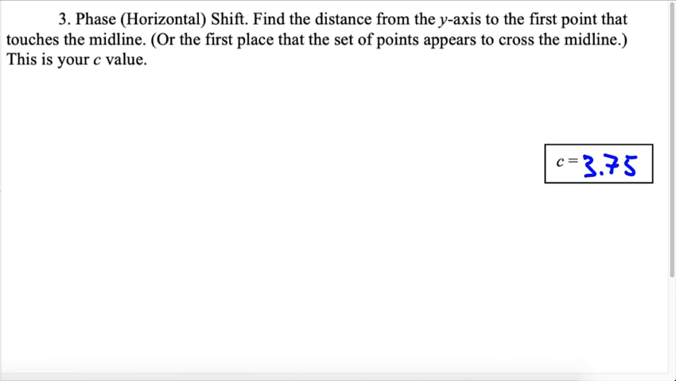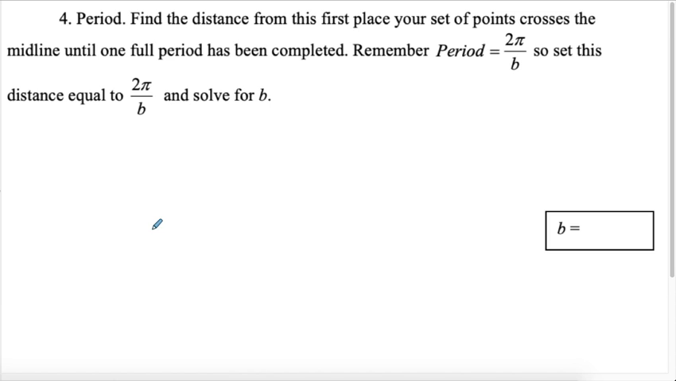Then finally, our b value is related to the period. So this is the distance from this first place your set of points crosses the midline until one full period has been completed. That method you can use if you have more than one period worth of data. I actually only have one period worth of data, right? This data set occurs over 12 months. So we know that one full period is equal to a distance of 12, right?